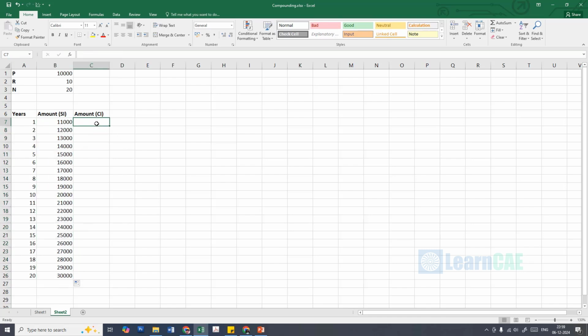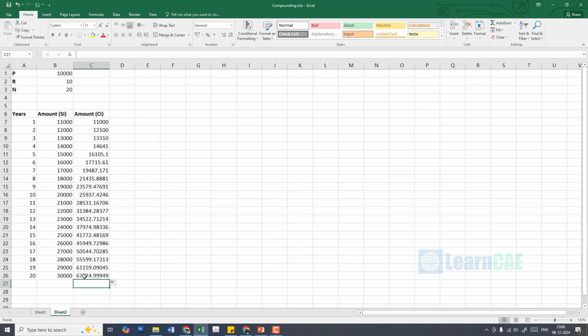Let us see what will happen in case of compound interest. Compound interest will be equal to principal into (1 plus rate of interest by 100) power n. So the top terms are fixed here and the number of years keep varying. So in the first year, simple interest and compound interest will be same. As we increase, we can see here the compound interest is more than double after 20 years for the same time period.